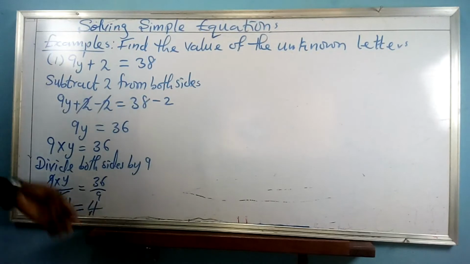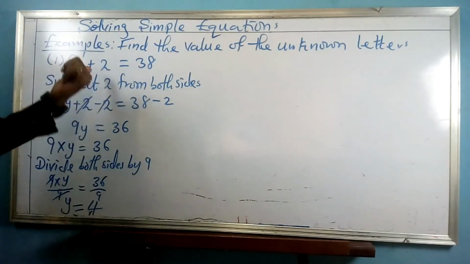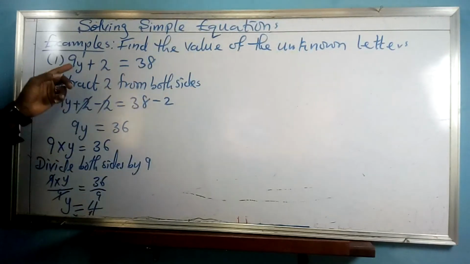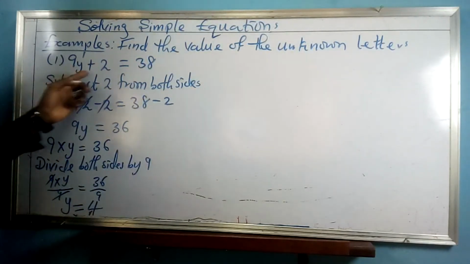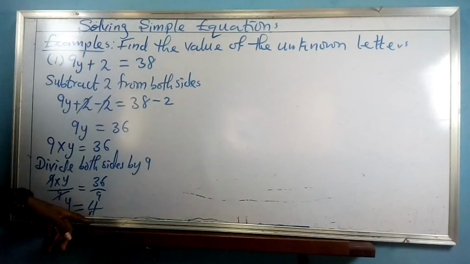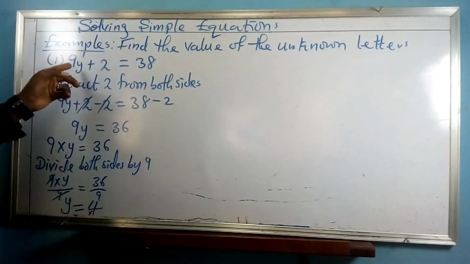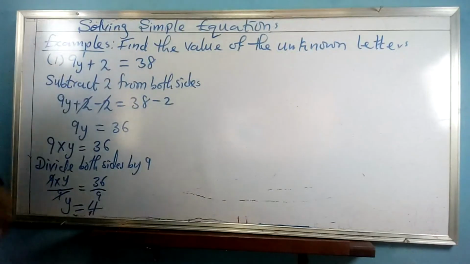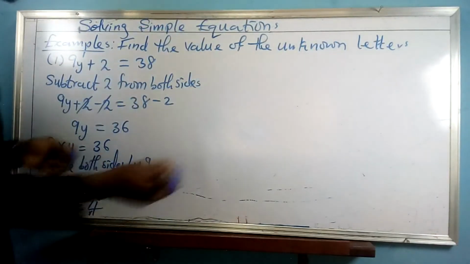Don't forget you can check it. You can check it by confirming what you've done by substituting 4 for y here, and then you're going to get 38. Let's look at it. 4 times 9, that's 36. 36 plus 2 will give us 38. Do you get that? Now let's go to the second example.